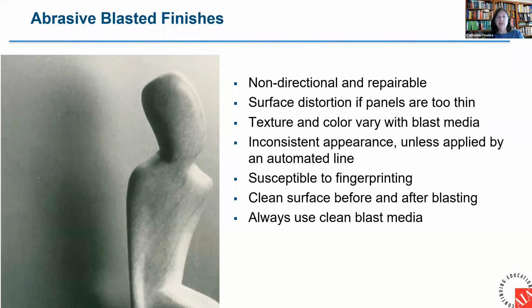Abrasive blasted finishes can vary in appearance based on the blast media that is used. If it is actual abrasive blasting done by hand, you have to take into consideration the thickness of the panel and how well fixtured it is. If it's too thin or not well fixtured, you can cause surface distortion. In many instances, you'd have to blast on both sides to try to even that out. If it's done by hand, the appearance is generally not consistent. It tends to be a finish that's susceptible to fingerprinting. So there are some potential problems with this, but it is the finish that is on most structural sections.